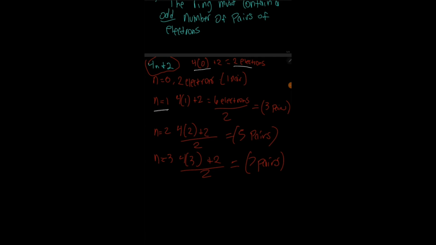n equals 1. 4 times 1 is 4, plus 2, that gives us 6, obviously. You need 2 electrons in each pair. 6 divided by 2 equals 3 pairs. Odd number, aromatic.